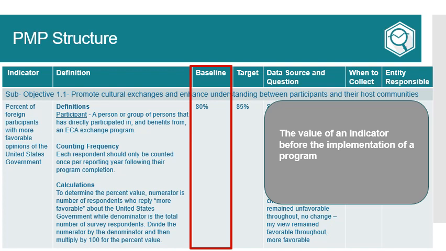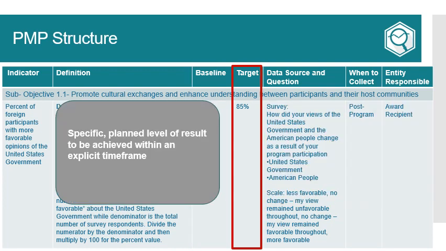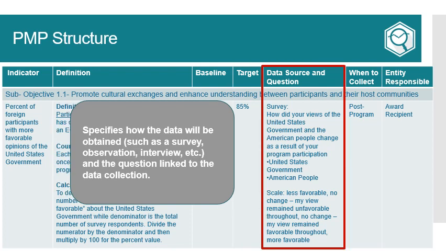The target column indicates the planned level of result from the program. It is the second column that will not be pre-filled for the applicant. The applicant should propose a target that they find appropriate for the program. The data source and question column will detail what data collection questions should be used for the indicator. ECA will pre-fill this column with the standardized data collection questions to ensure that data collection on certain concepts or indicators is consistent across implementing partners.